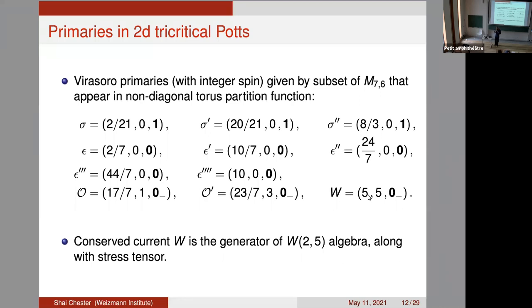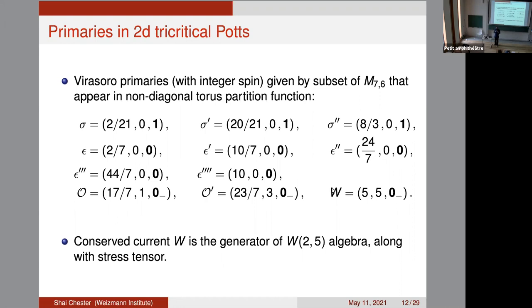So now this can make clear what I mean by this notation W25. This is just an algebra which is generated by a spin 2 conserved current and a spin 5 conserved current, where spin 2 is the stress tensor, spin 5 is this W. It's kind of funny, the notation, because why do you call it W25? Why don't you call it W5? Well, I didn't make it up, but that's what people call it.